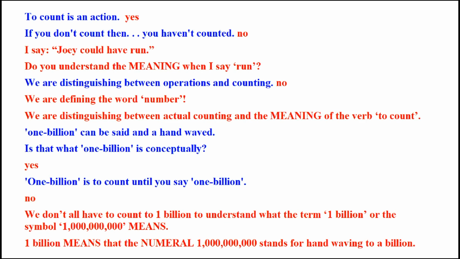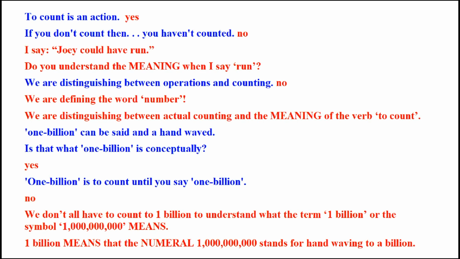1 billion can be said and a hand waved. Yeah. Is that what 1 billion is conceptually? Yes, that's what it is conceptually. That's what you did. 1 billion is to count until you say 1 billion. No, absolutely not. You don't have to count. We don't all have to count to 1 billion to understand what the term 1 billion or the symbol 1 followed by 9 zeros means. Okay, 1 billion means that the numeral 1 followed by 9 zeros stands for hand waving to a billion.